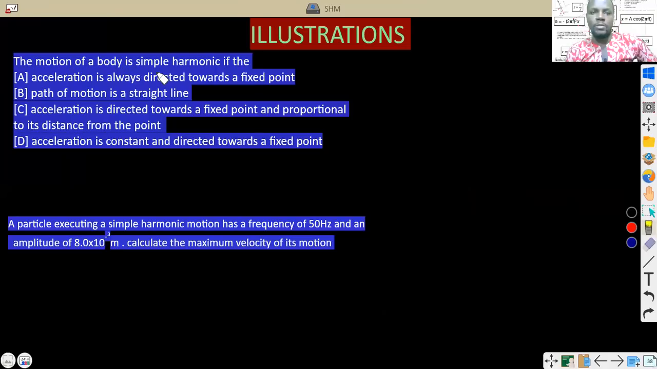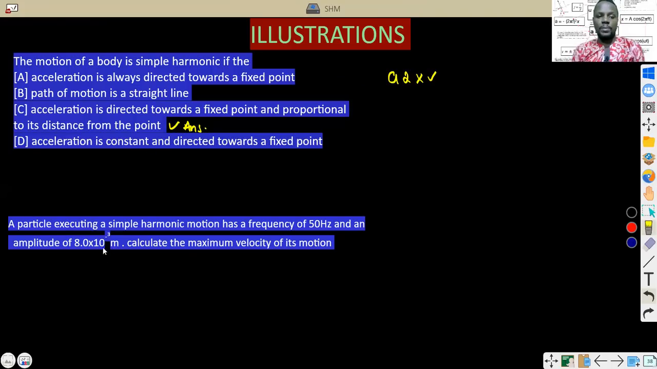We have the first one. The motion of a body in SHM. The motion of a body is simple harmonic if the dash. I told you the condition for simple harmonic motion: acceleration must always be proportional to the displacement. That's the condition. Acceleration is always directed towards a fixed point. Fine. Part of the motion is a straight line. You can see these are conditions, but they are not the major conditions. The definition is acceleration is directed towards a fixed point and proportional to the displacement. Acceleration is directed towards a fixed point and proportional to its displaced distance, which is absolutely correct. This is the answer because it goes with what we have studied.